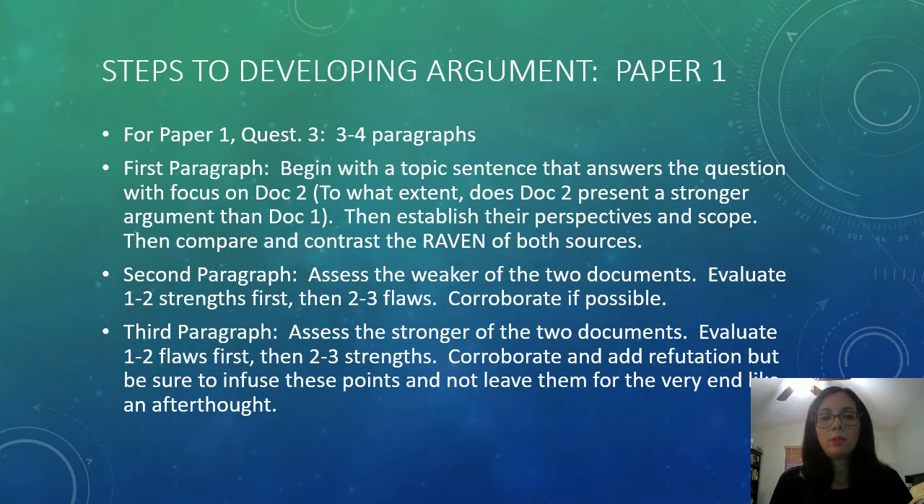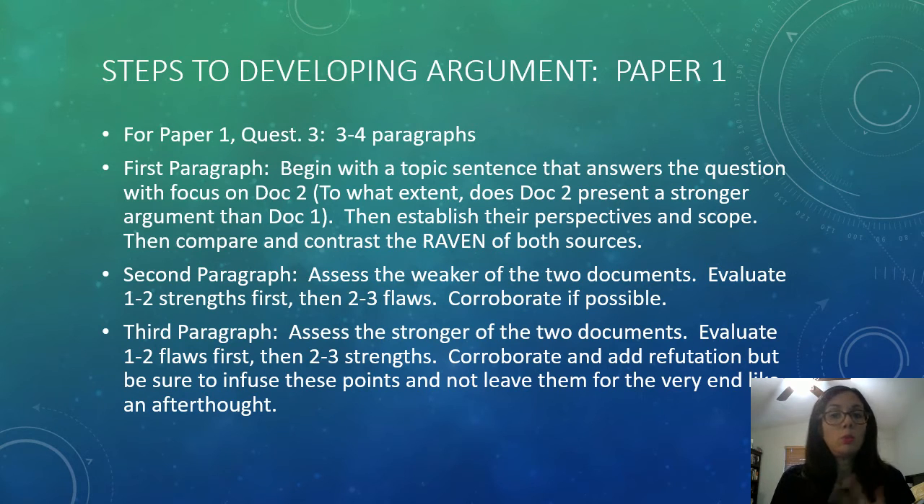Corroborate and add refutation. But make sure you don't do this at the very end. The examiners want to see how you find points of intersection between the 2 documents. So as early as you can, corroborate. Even if these 2 documents are on totally opposite sides of the debate, maybe they agree on the scale of the problem. Maybe they both mention the same example or the same scholar or expert. Maybe they both visited the same country. Find points of corroboration.